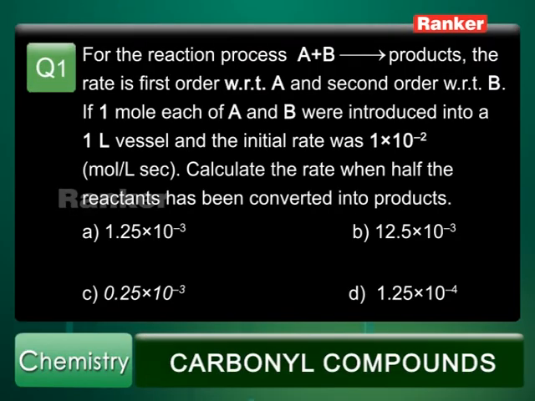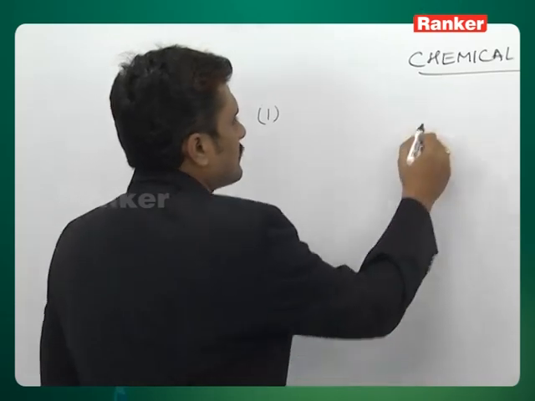Now the first problem is that we have a reaction where A and B are reacting, and the rate of the reaction is such that it is first order with respect to A and second order with respect to B. We have taken 1 mole each of A and B, introduced into a 1 liter vessel, with the initial rate being 1 into 10 to the power minus 2 mole per liter per second. Then you are asked to calculate the rate when half of the reactants have been converted into products. So you have got the reaction here clearly.